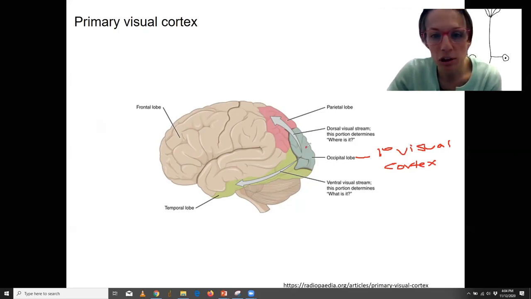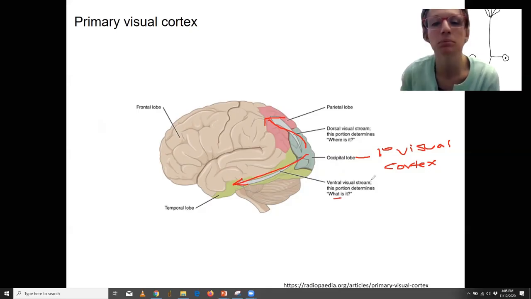So you have a whole stream of information that goes on to tell you about where is it, so motion sensitivity. You've got a whole stream of information that tells you what is it. So details of color and defining what it is. So we're not going to go more into that, but there's a whole lot more steps needed to process visual information.